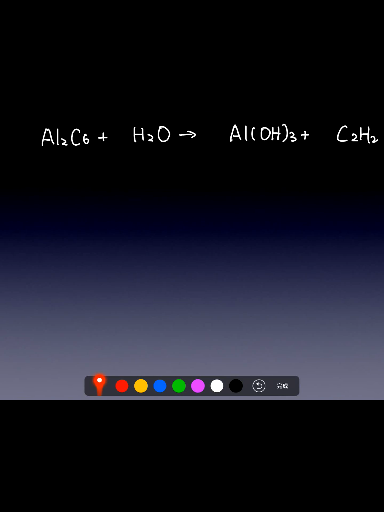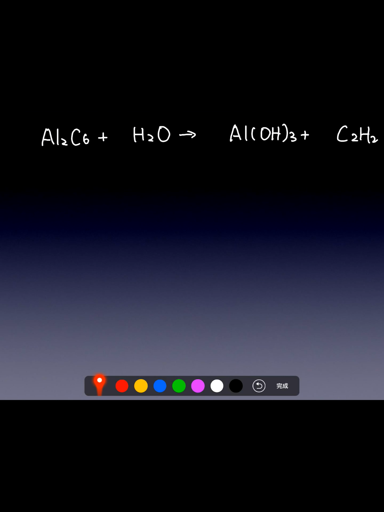For balancing the chemical equation, we need to have the same amount of atoms on both sides. And clearly, we can notice that for this equation, we do not have the same amount of atoms on both sides. So we need to balance it.